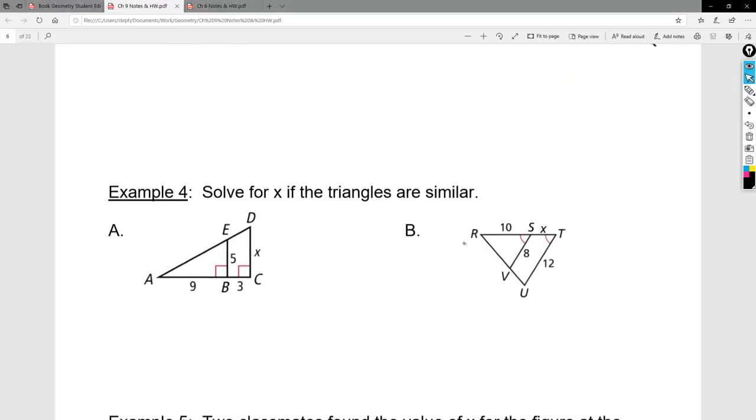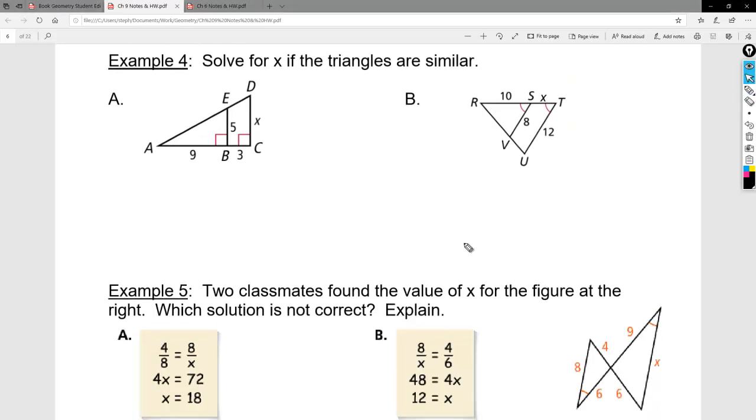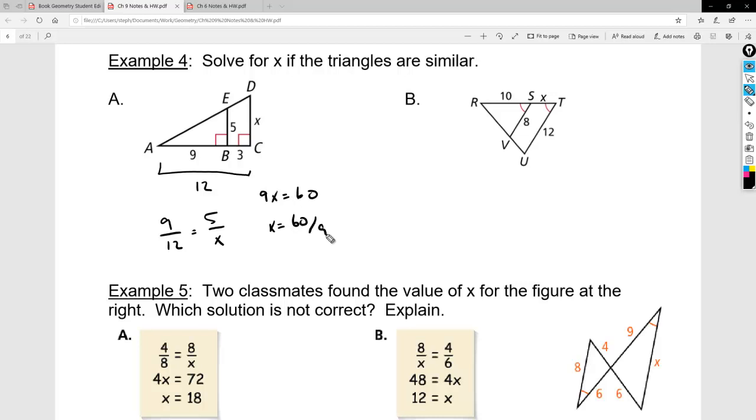Okay, last few examples for these notes. First, we want to solve for x if the triangles are similar, and they're going to be similar, so essentially we're just asked to solve for x using ratios. So here I need to know my total length, which is 12. Okay, so I know that 9 is to 12 as 5 is to x. We can cross multiply. So 9x is equal to 60, so x must be 60 over 9. You could reduce that to 20 over 3 if you want.